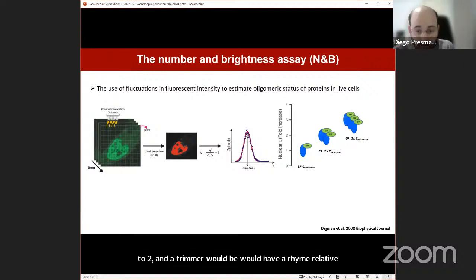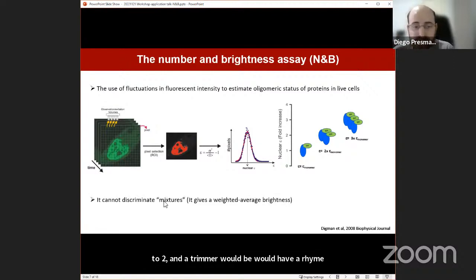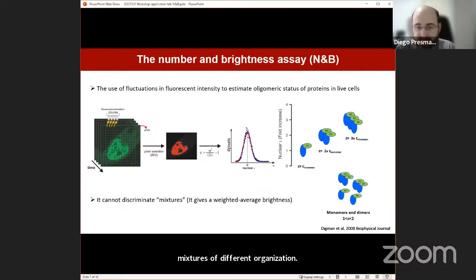One of the important caveats of the technique is that it cannot discriminate mixtures of different oligomerization states. So if we have, in the same region, a mixture of monomers and dimers, then we're going to get a brightness that corresponds to the weighted average combination of those species. So in this case, it will be a value between 1 and 2, okay?